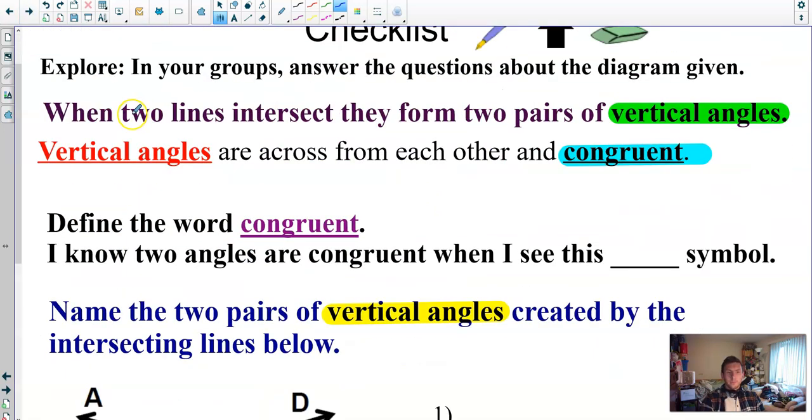Okay, so when two lines intersect, and here's a very, very important part, if you remember, I said that angles 3 and 5 in that previous question have a special relationship. Here it is. When two lines intersect, they form two pairs of vertical angles. Vertical angles are across from each other and congruent. So angles that are across from each other are called vertical angles. And you want to get really good at identifying vertical angles.